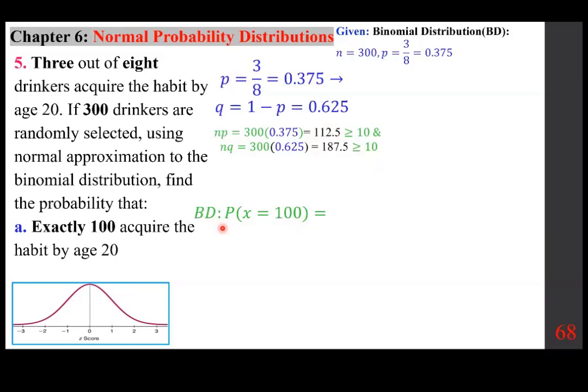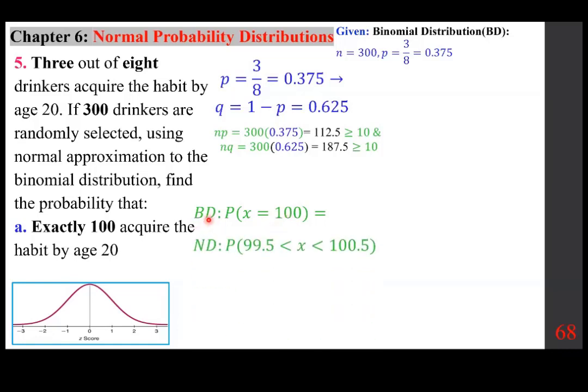Therefore, when we want to approximate it with a normal distribution, which is a continuous one, if we choose x equals 100, it becomes 0 because the probability of a single value is 0. Therefore, they use a 0.5 continuity correction factor. They add and subtract 0.5.